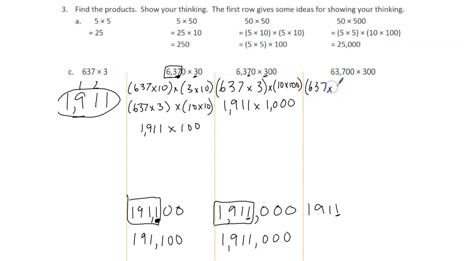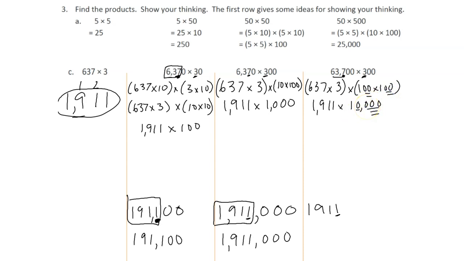637 times 3. That was 637 times 3. Now we're going to say, well, what place values were they in? The 7, and what place value was the 3 in? So the 7 was in the hundreds place, so that's going to be times 100. And the 3 was in the hundreds place, so that's going to be times 100. So last time we had 10 times 10, then we had 10 times 100, now we have 100 times 100. So we know we have our 1,911, and that's going to be times 10,000. 2 zeros, 2 zeros, 1, 2, 3, 4 zeros here.